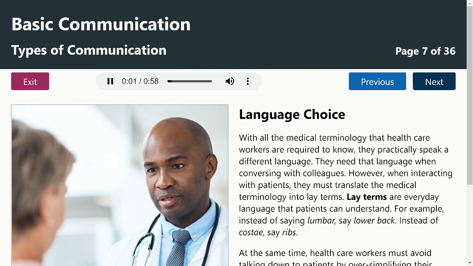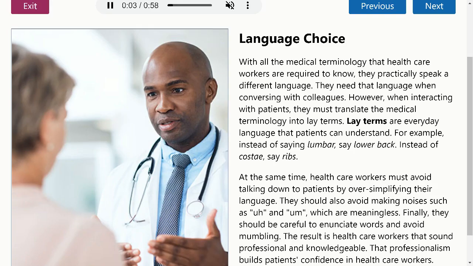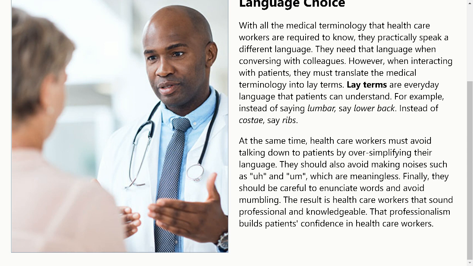Language choice. All right, so with all the medical terminology that healthcare workers are required to know, they practically speak a different language. They need that language when conversing with colleagues. However, when interacting with patients, they must translate the medical terminology into lay terms. Lay terms are everyday language that patients can understand. For example, instead of saying lumbar, you'll say lower back. Instead of costal, you'll say ribs.